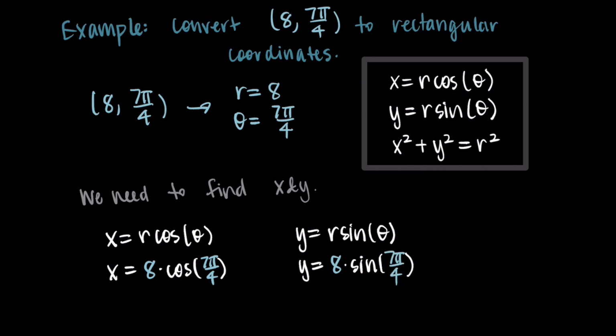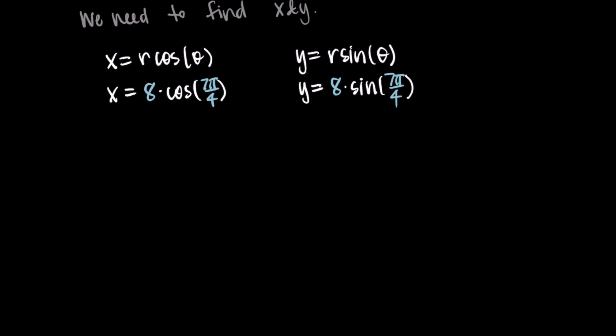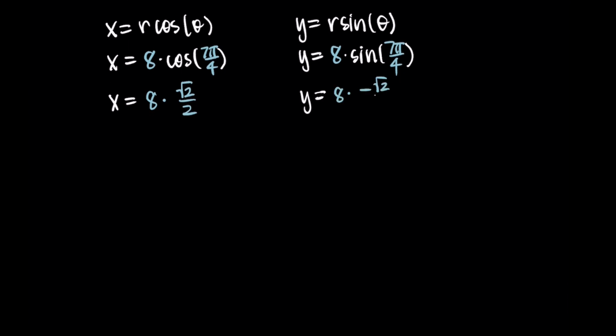Now I go to my unit circle, or at least that's how I'm going to do this, to find the cosine and sine values at this angle. So 7 pi over 4 is in quadrant 4, the cosine value is positive square root of 2 over 2, and the sine value is negative square root of 2 over 2.